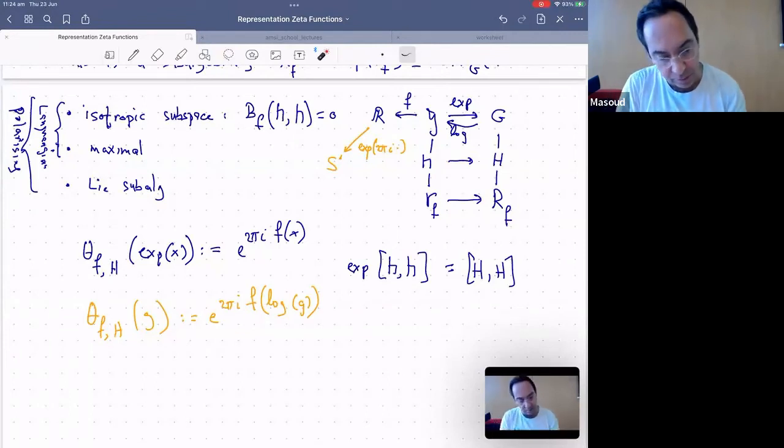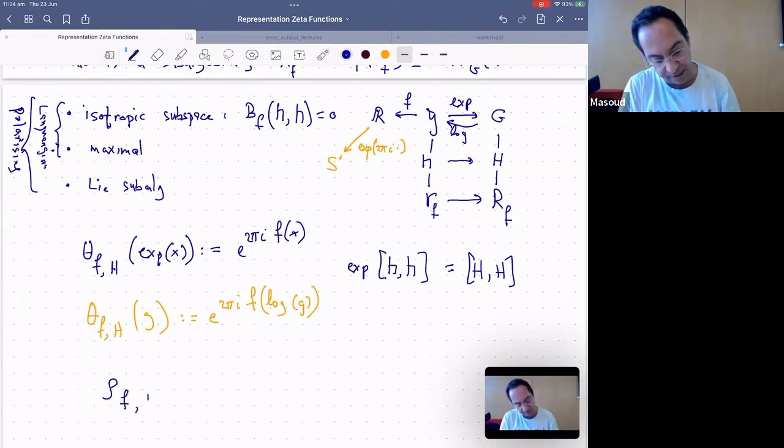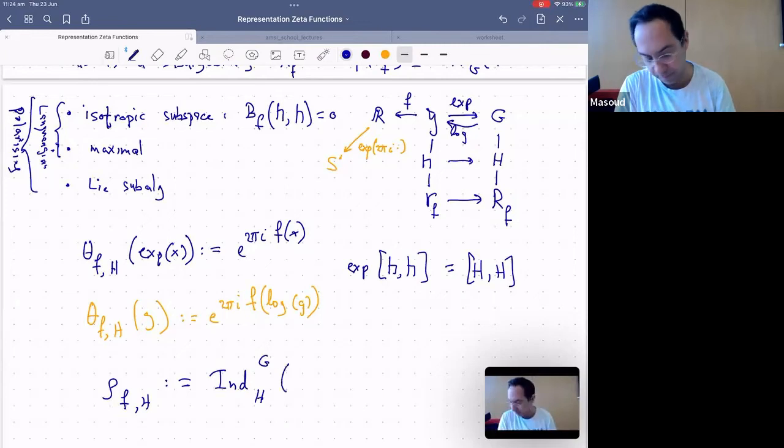And now what you can do, you can induce it. So rho_f,H is now defined as the induced representation from H to G of this character.